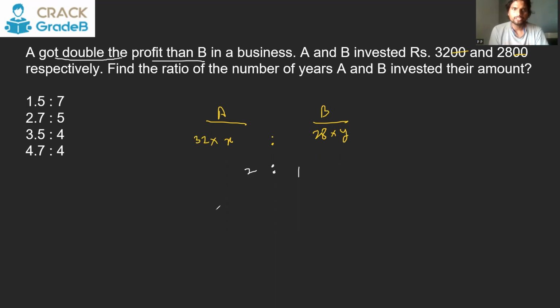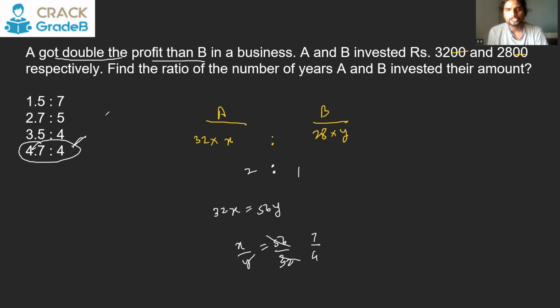So you can do cross multiplication. 32X should be equal to 56Y. That gets us X upon Y is equal to 56 upon 32. Dividing by 4 or 8 it is 7 upon 4. The ratio of their durations should be 7 upon 4.